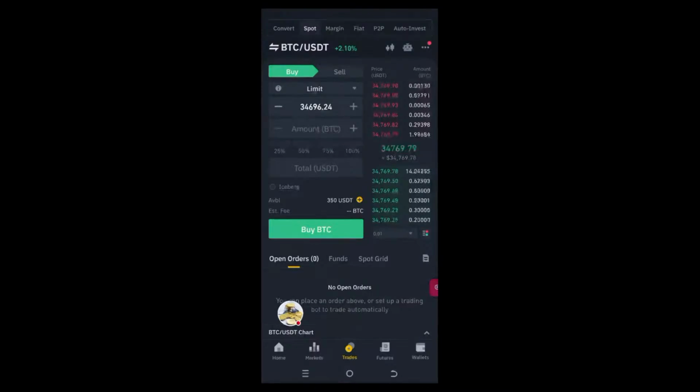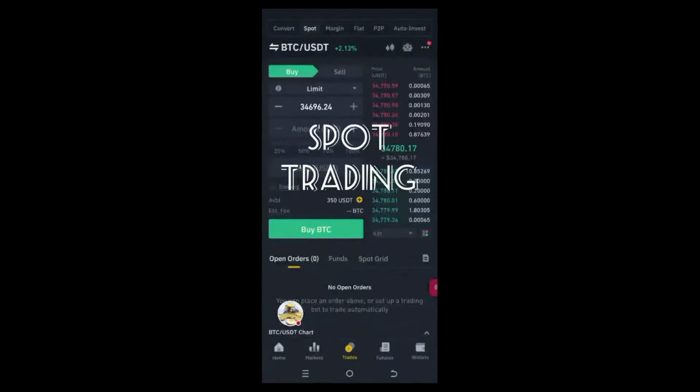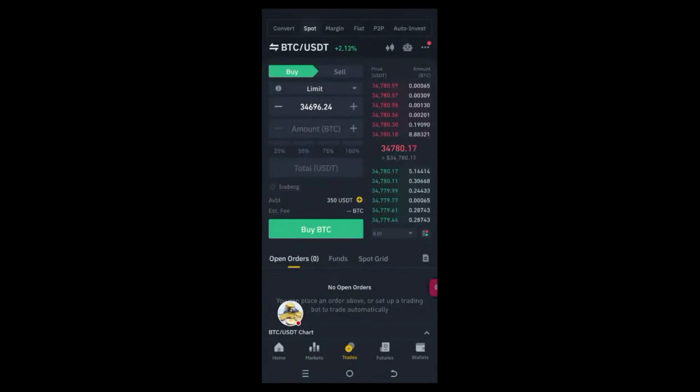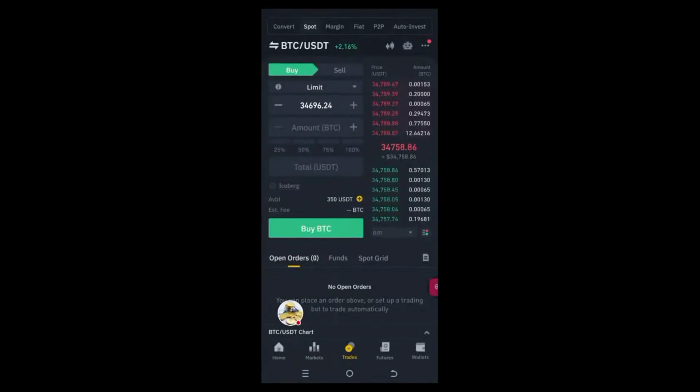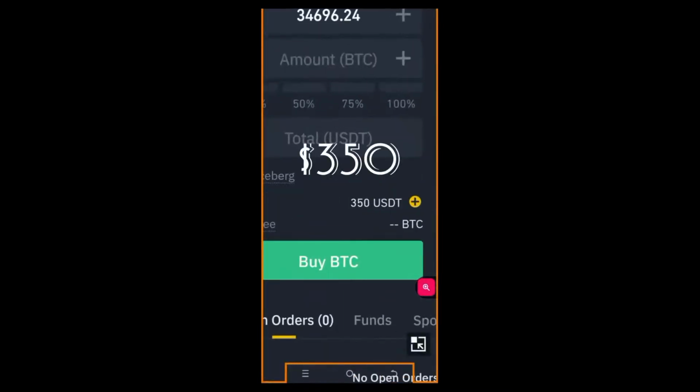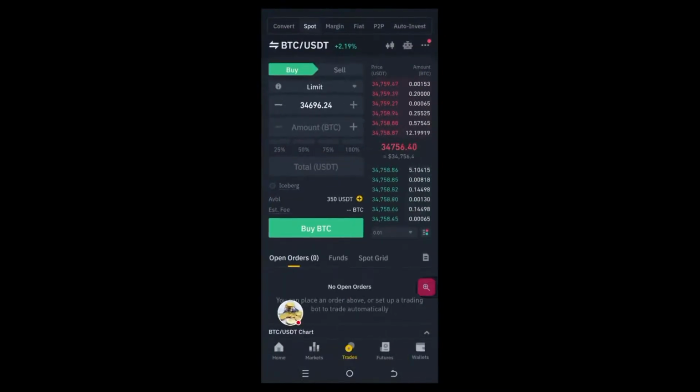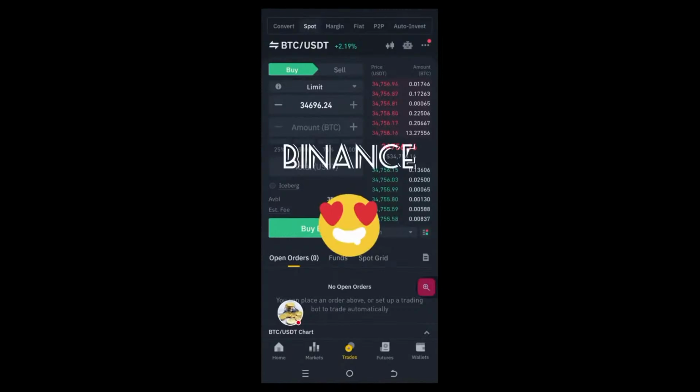All right. So what are we doing today? We're going to be doing some good spot trading activities across 4 different platforms. Yes, you heard me right. All right. So without much ado, let's go into what we have for us today. So as you can see here, we have $350 that we'll be working with on Binance. Let's start with our all-time favorite, which is Binance.